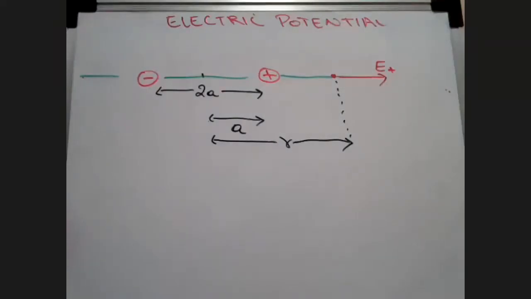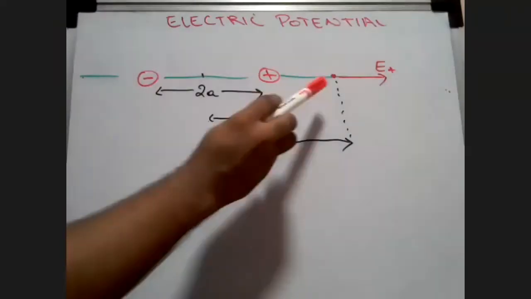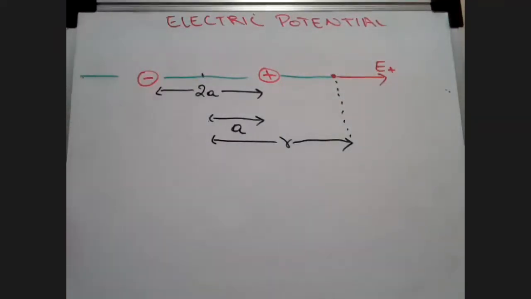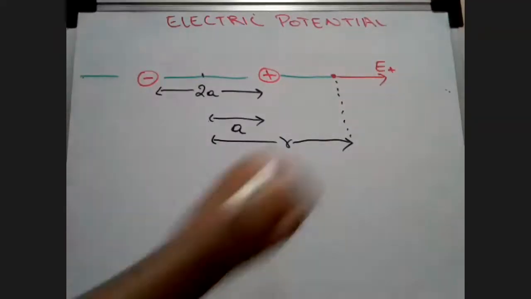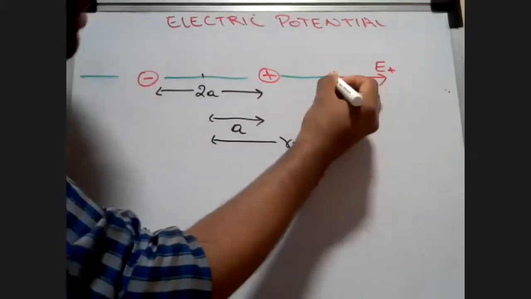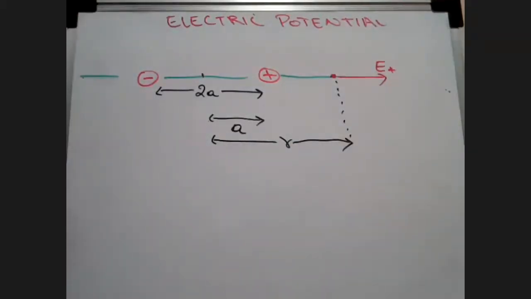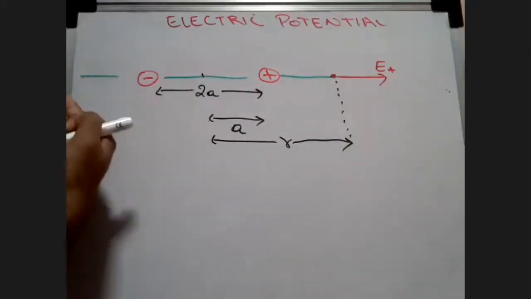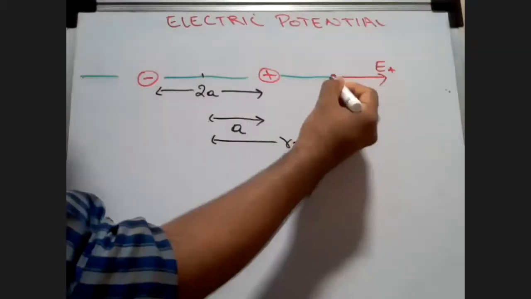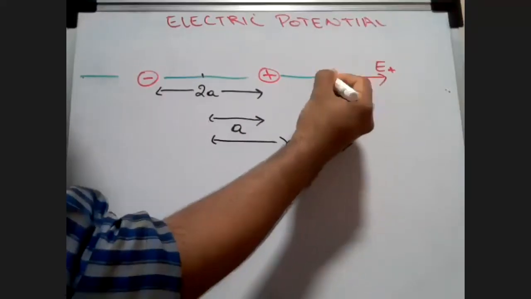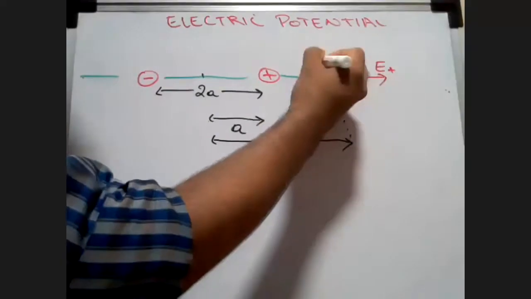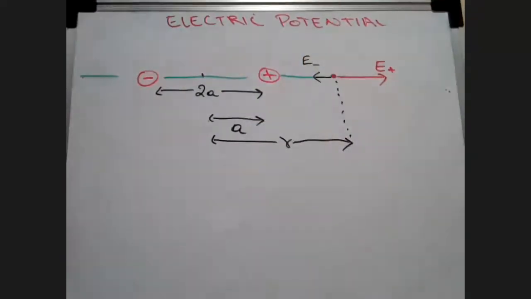And what is going to be the effect on this test charge due to this negative charge? It's going to attract, but how much? Very less or equal to that? It will be less because it's far away. So I will put it this way, a little bit, and that is E minus.